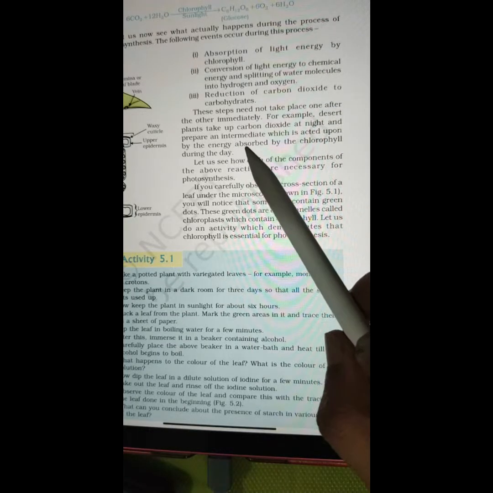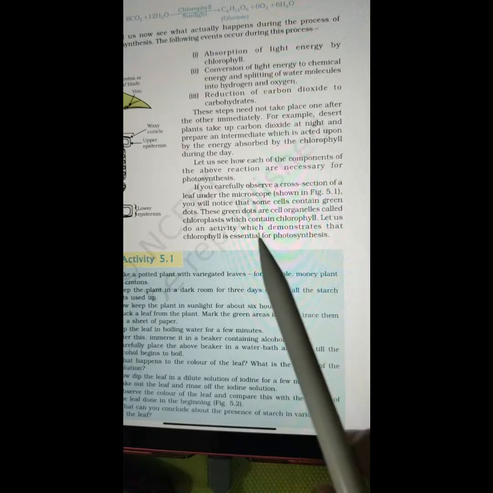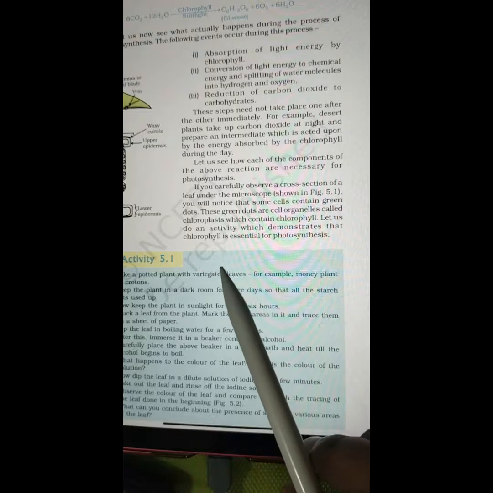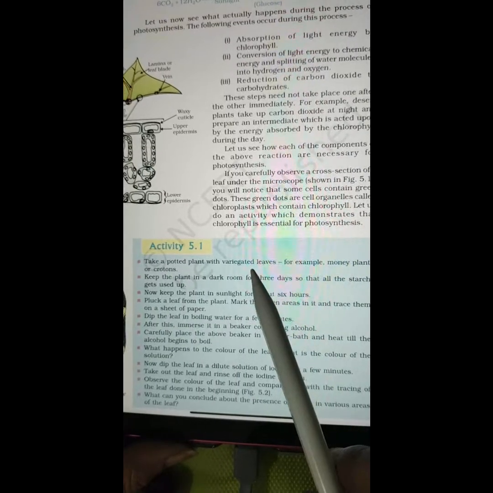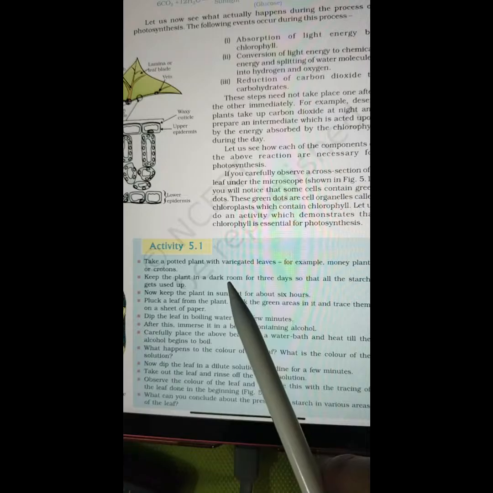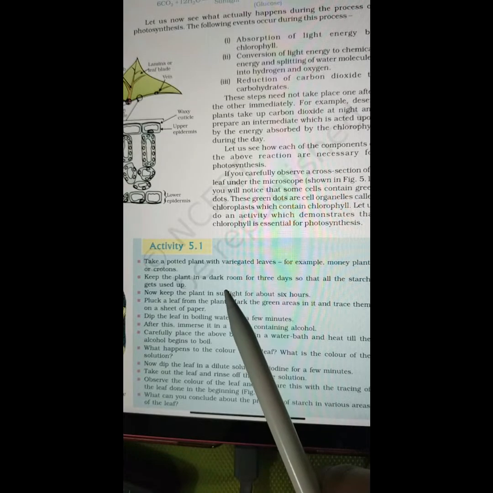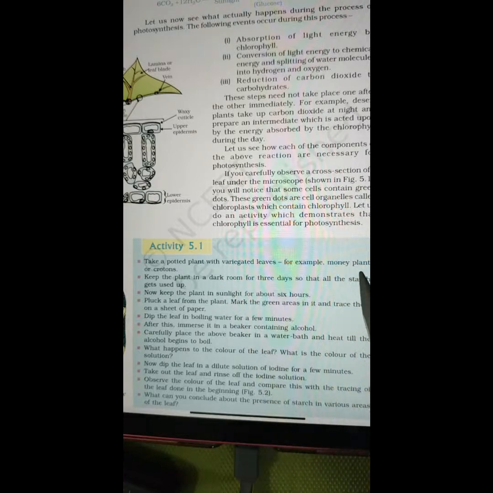This is intermediate. Next word, variegated. So in case the chloroplast is not evenly distributed as in money plant, somewhere you feel that it has chloroplast and somewhere it is not there. So such type of leaves are known as variegated leaves. These are seen in money plant and crotons, already written.